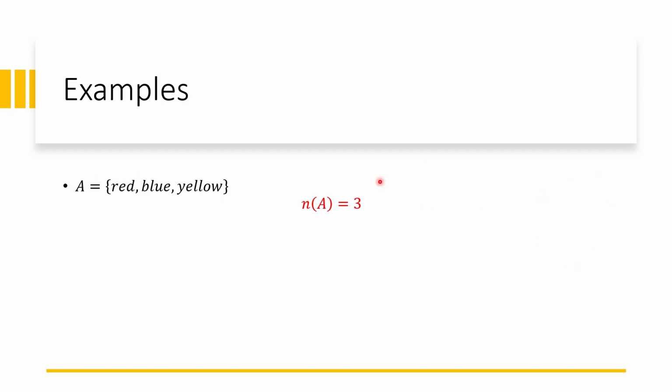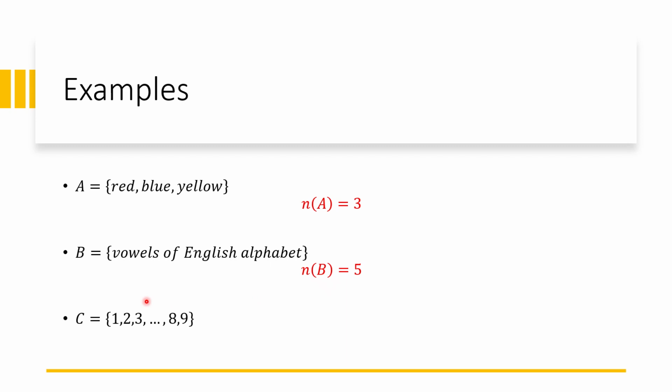Let's have another example. The vowels in the English alphabet. As common knowledge, we can say that the vowels are A, E, I, O, U. So therefore, n(B) = 5. For set C, we have 1, 2, 3, ellipsis, 8, 9. So we can say that the cardinality of set C is 9, because it's from 1 to 9.